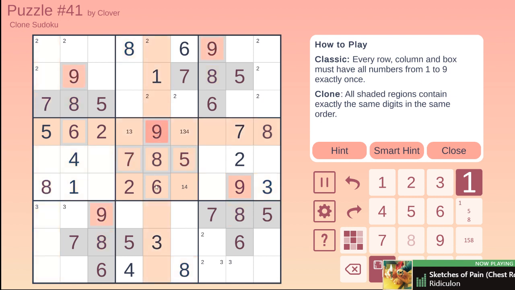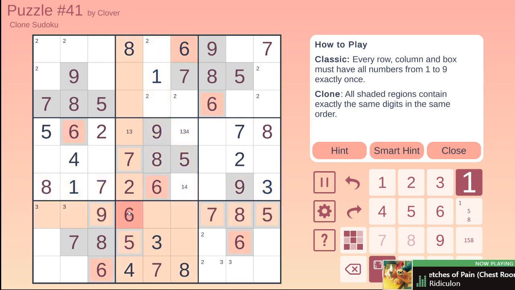Like, where are the other... let's do 7s before 9s. And then there's a 7 right here. And then there's a 7 right here, okay. Where are the other 6s? Well, there's one right here. There's one right here. And then there's one right here. That's all the 6s. Where are the other 5s? There's one right here.